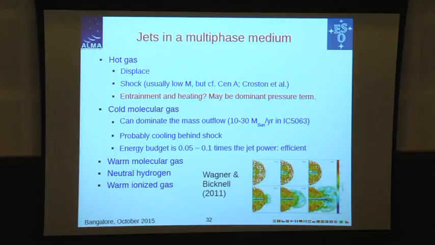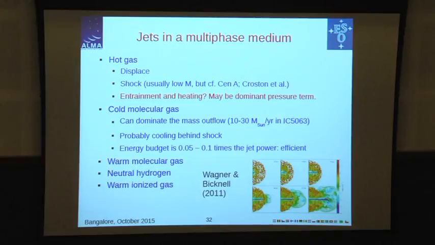The interesting thing, which I think has been emerging from very recent observations, is that in many cases the entrained thermal material may dominate the pressure of radio lobes, and therefore we need to think about how the gas that's entrained gets heated to an extent that you can't see it in the X-rays, but it may be the dominant pressure term, and this is an important thing to work out.